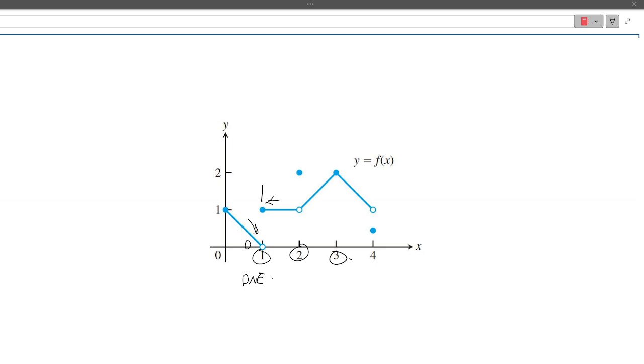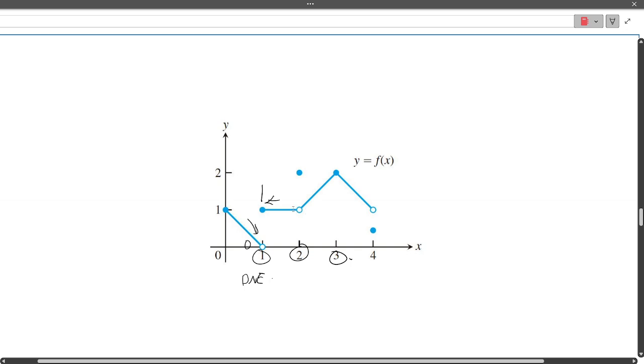And at x equal to 2, the limit is 1. I believe everyone can now determine this confidently. At x equal to 3, the limit is 2, which should also be straightforward to identify.